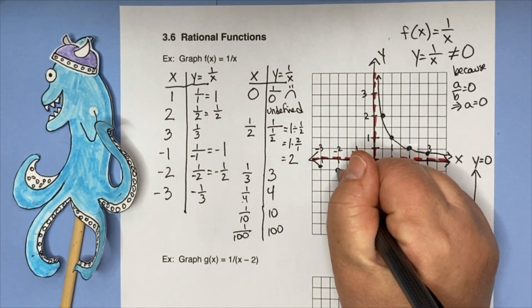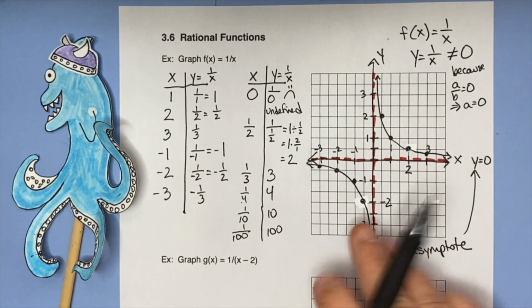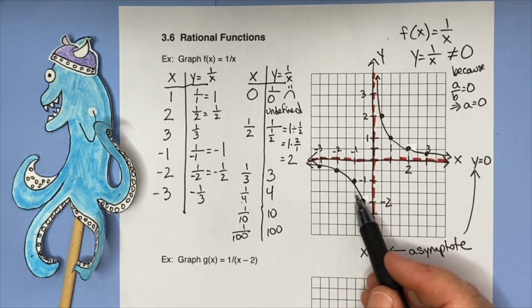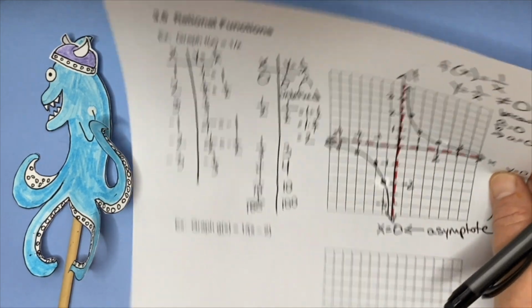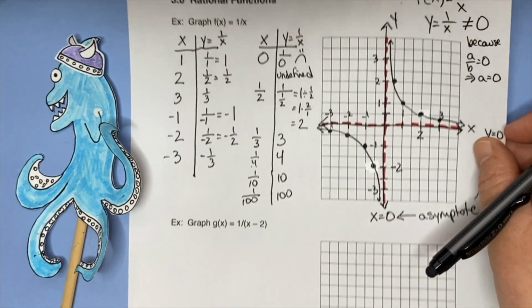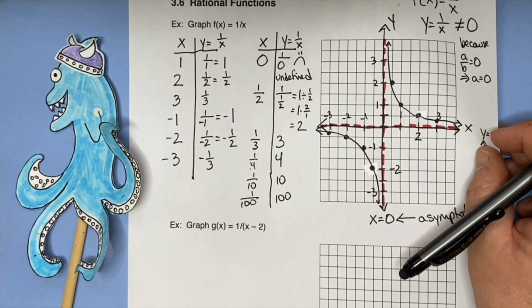The same thing happens over here. It gets technically larger and larger because it's negative, gets closer and closer to 0 as x gets more negative. And that's our graph. That is the graph of 1 over x. And so the question is, after you've graphed this, let's try graphing 1 over x minus 2.